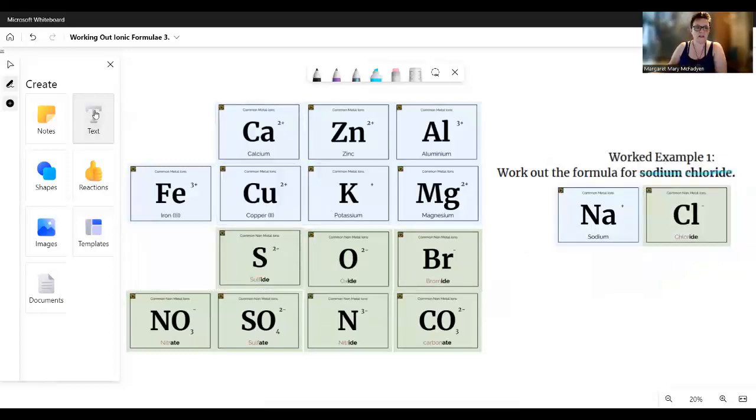Now, the thing to notice is that there are times when we don't need to use a drag and drop, and this is one of those times. I want to just explain what those are by putting in the charges. So sodium is a 1+ ion, and chloride is a 1- ion.